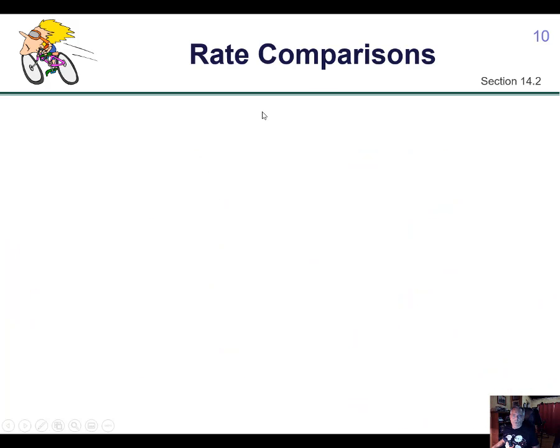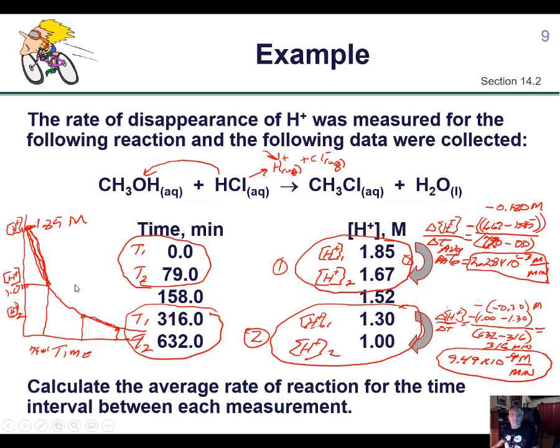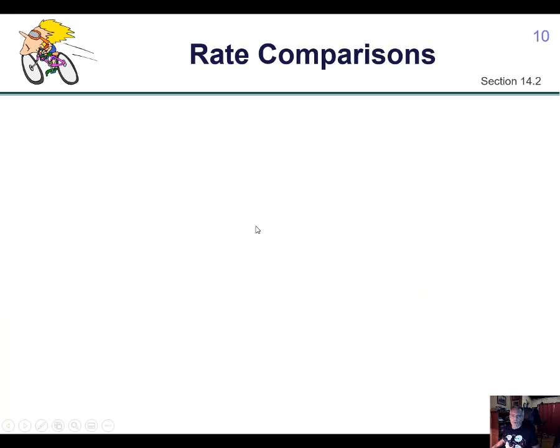So let's do some simple rate comparisons. First, we have the average rate. The average rate is determined by simply two points of time on a curve. That is exactly what we just did. So in this previous slide, when you look at that curve, we took two points on the curve. We do a straight line between them. Okay, I apologize. That doesn't look very straight, but you know what I mean. And we calculated the slope of the line, or the difference between those two points.